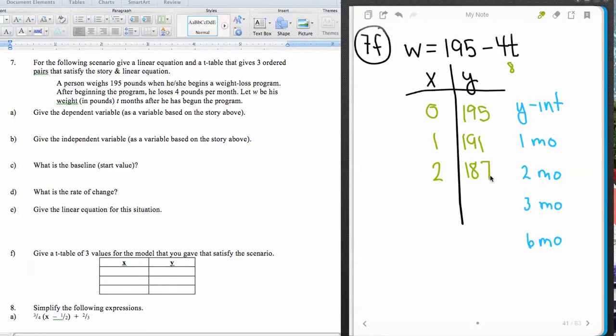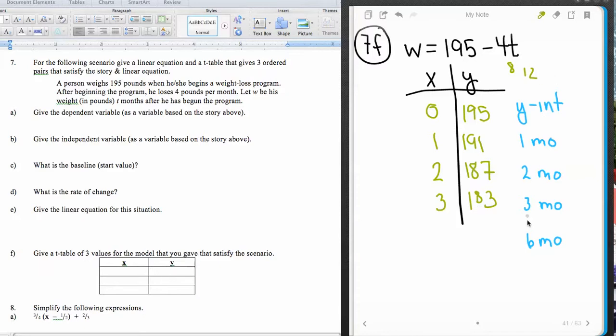And then one more time, we can do it again. This would be enough, but I'm going to just do a couple more here. So at 3 months, 3 times 4, which would be 12. And so now we would have 195 minus 12. 5 minus 2 is 3. 9 minus 1 is 8. Is that right? Yeah, and then 1. And then that's at 3 months.